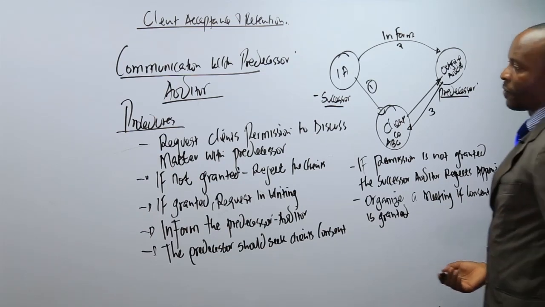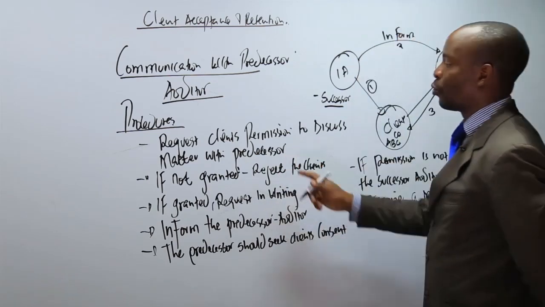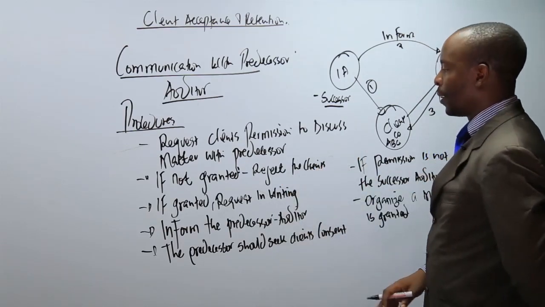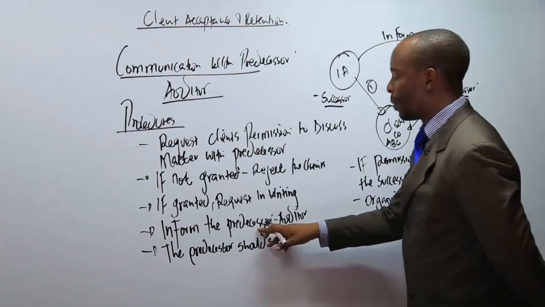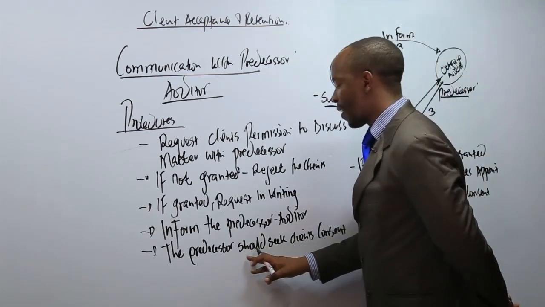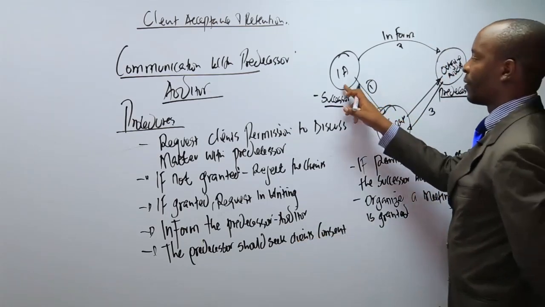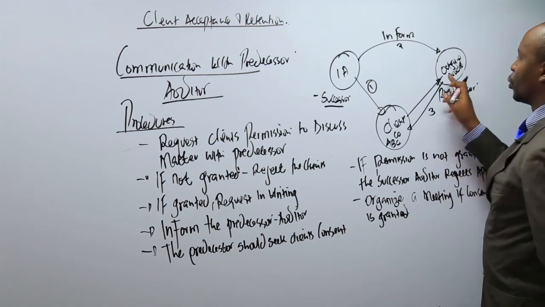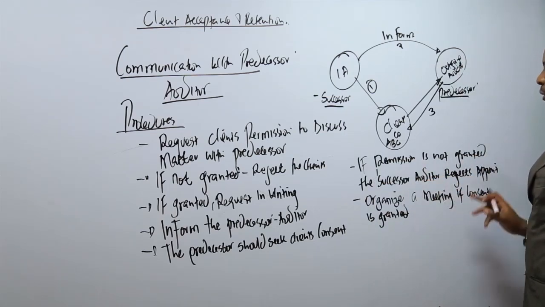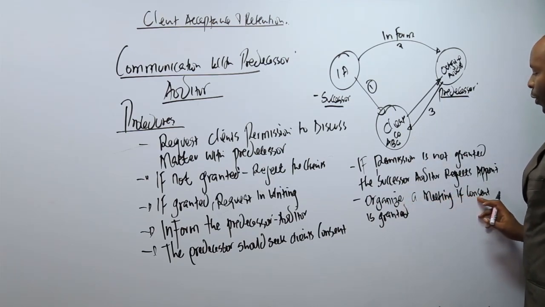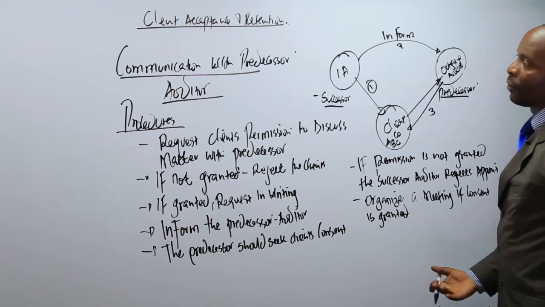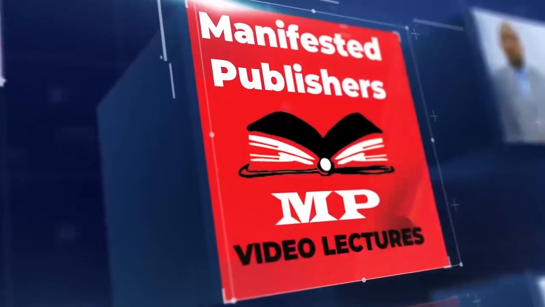So let me just go through this procedure very fast. Number one, request the permission of the client to discuss matters with the outgoing auditor, who we call predecessor auditor. If the permission is not granted, do not accept that client. Tell him you cannot continue. If the permission is granted, request it in writing. Inform the predecessor auditor of the intention to discuss matters with him. And then the predecessor auditor, on the other hand, should seek client's consent to discuss matters with the successor auditor. If the permission is not granted, then the successor auditor shall reject the appointment. If the permission is granted, both auditors are going to meet and they are going to discuss matters that are of importance to that particular audit. That is the procedure. We call it the procedure for communication with the previous auditor.